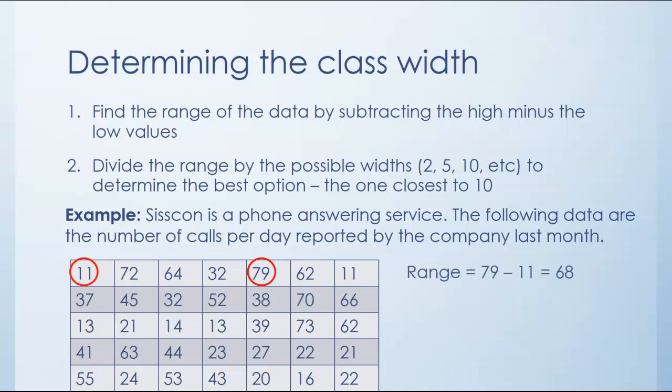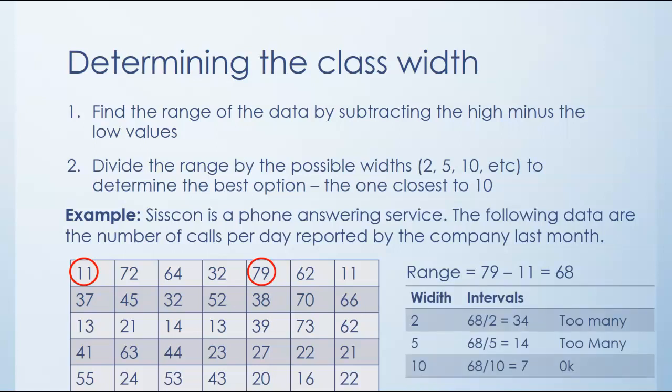So I'm going to start with the range. The range is 79 minus 11, which is going to be 68. And then what we're going to do is we're going to take and divide that 68 by each one of those numbers that we talked about for the widths. So if I divide 68 by 2, that's 34. That is way too many groups. Remember, I want to stay close to 10 as I possibly can.